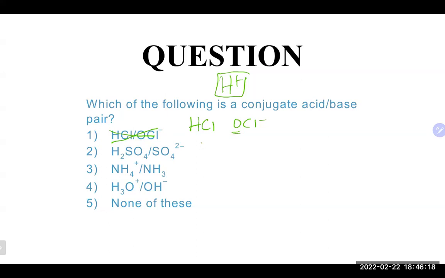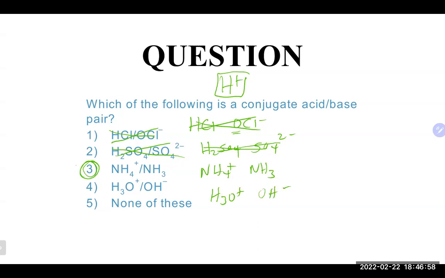How about number 2? Are those pairs? H2SO4 and SO4 2 minus. The answer is no, because the difference here is actually 2 H pluses. So these also would not be pairs. NH4 plus and NH3, which we just saw, is a pair. The only difference is 1 H plus between those two. You can either put the H plus on the NH3 and you get NH4 plus, or you take it off the other and you get this. So it looks like a winner so far. H3O plus and OH minus, are those pairs? They are not. Again, we're looking at a 2 hydrogen difference here. So those would not be pairs. So it looks like only number 3 is a pair.